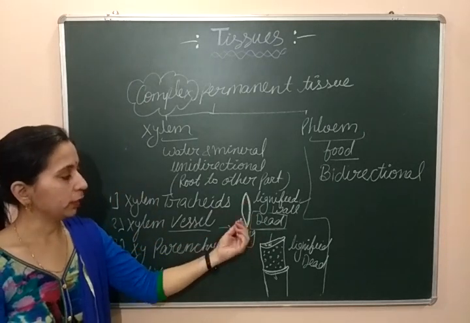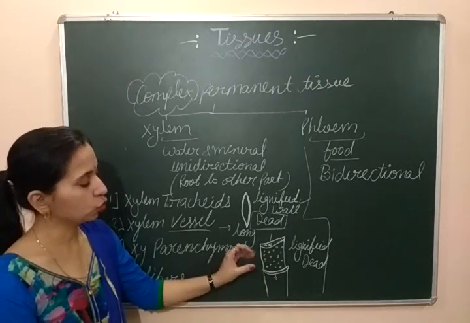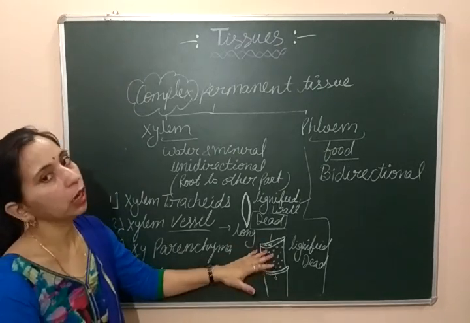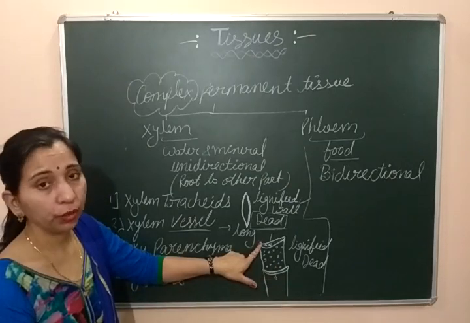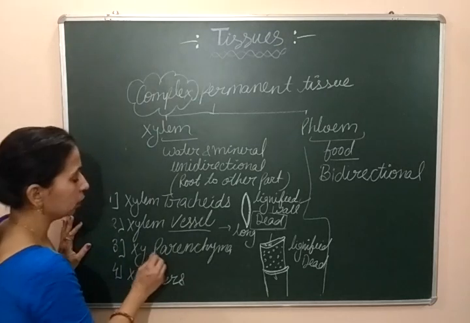It has closed ends, but its ends are open and joined end to end. Vessels are joined end to end. One vessel is joined with another vessel by its perforation. इनके बीच में perforation होगा जिससे join रहेंगी. Let's see what is next.